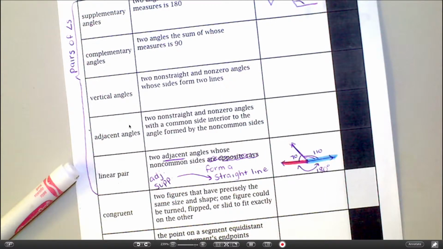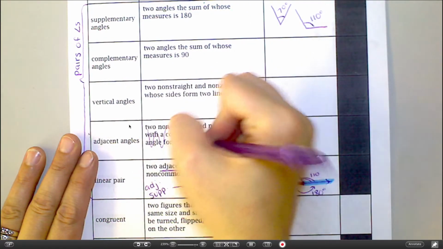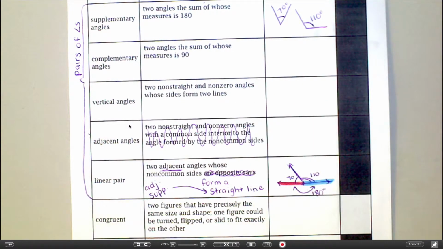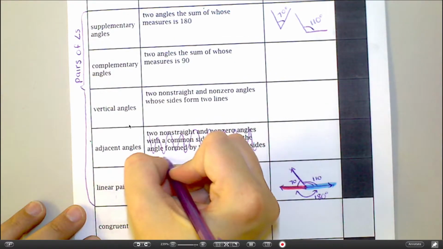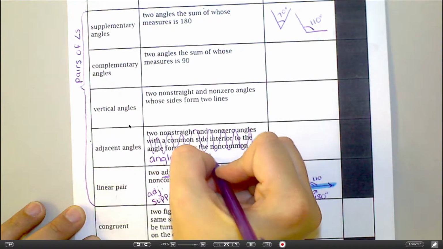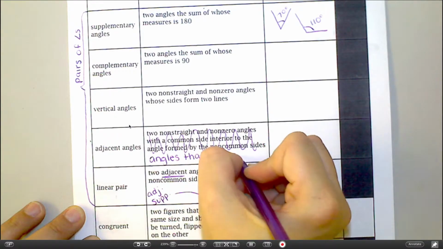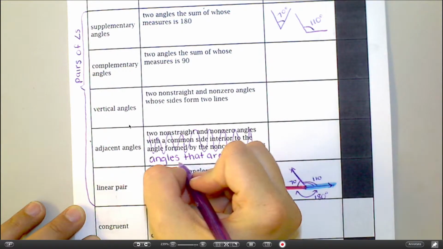Okay? So now that we've used that adjacent word a couple of times, let's talk about adjacent angles. That's an ugly definition. What does the word adjacent mean? Keegan? You mean like next to? Next to, yeah. It's angles that are next to each other. And not just next to each other, but they always share a side. So they're next to each other.